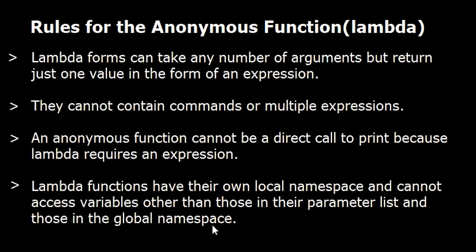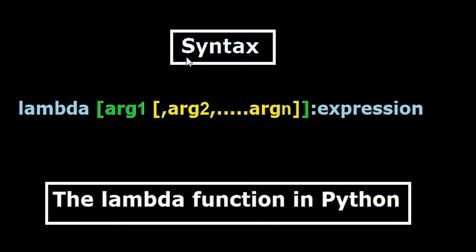Now let us move on to the syntax of the lambda function. Here you can see this is the syntax of the lambda function. You have to write the keyword lambda, then you can give the arguments. It can take n number of arguments, and then after the colon you have to give the expression. These square brackets are not mandatory. You can remove them or provide them as you wish. So this is the basic syntax of the lambda expression.